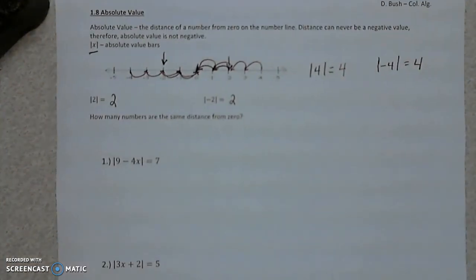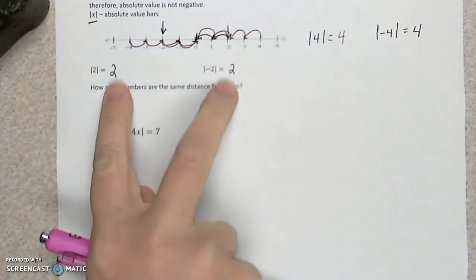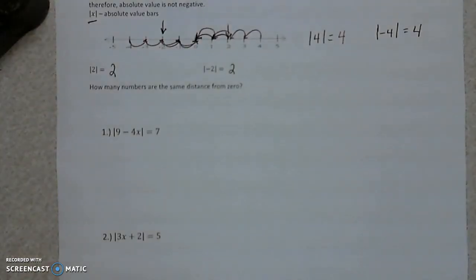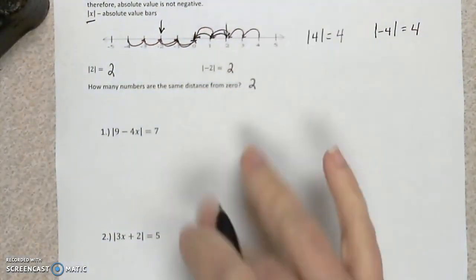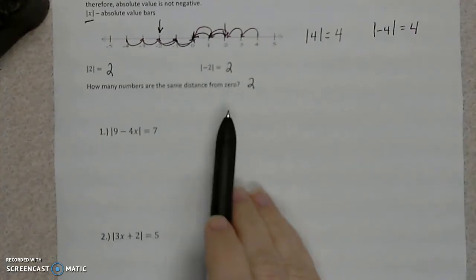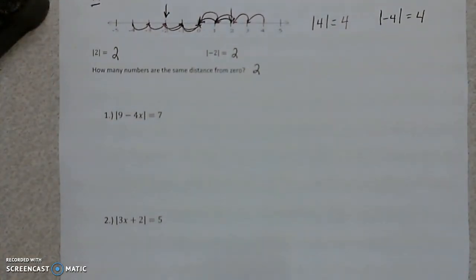So if you think about how many numbers are the same distance from 0, 2 and negative 2 are the same, and 4 and negative 4 are the same. So if I pick a distance, how many numbers have that same distance from 0? That would be 2. So when we're solving absolute value equations, we have to look at 2 possible answers.